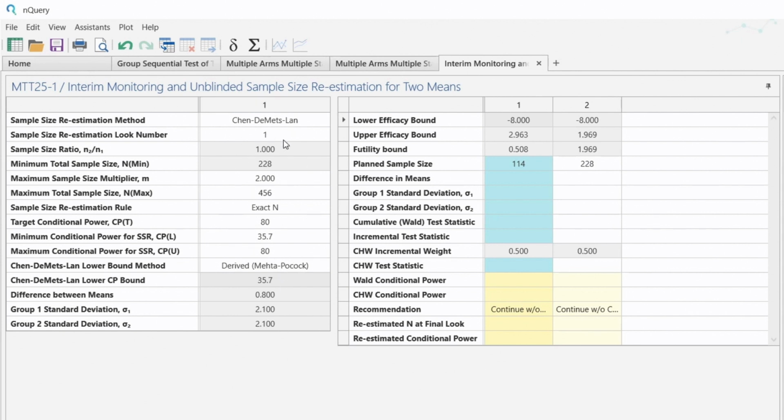Now that we've defined the rules for when we want to do a sample size re-estimation, which is at the first look, we're going to allow the sample size to increase by at most double, and only if the conditional power is between 35.7 and 80%, and we want to increase sample size until the conditional power is equal to 80%, the original target power from the group sequential design.